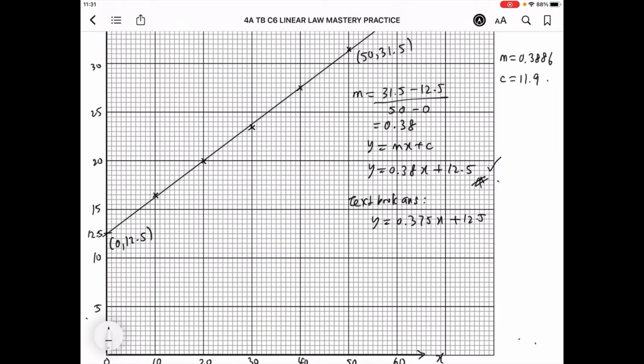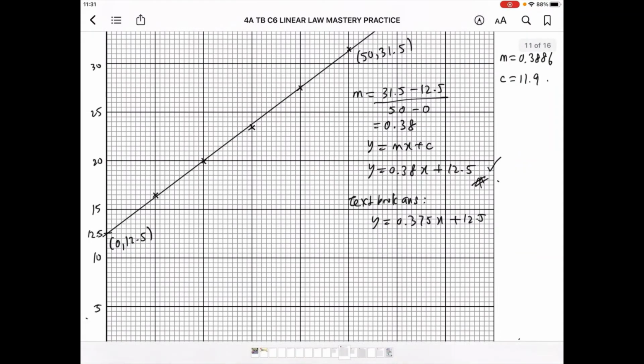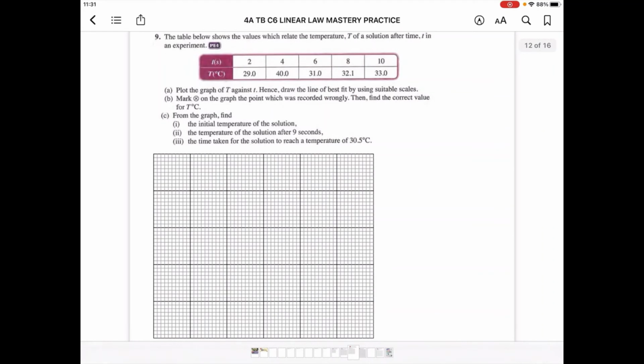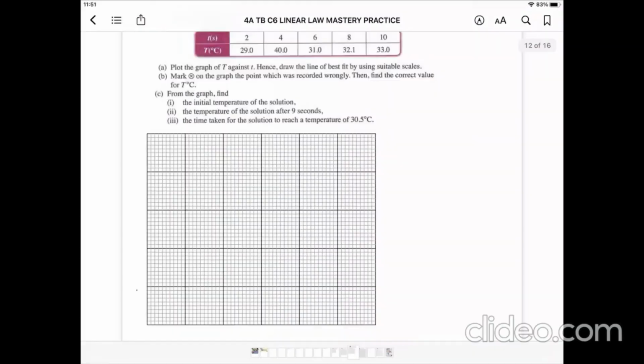Let's move on. Next one also involves drawing a graph. So question number 9. You're plotting T versus t. The big T is temperature, small t is your time. Let's start with the horizontal axis. We put 0 on your horizontal axis here, so this is 0, 2, 4, 6, 8, 10. Vertical axis 10, 20, 30, and 40.